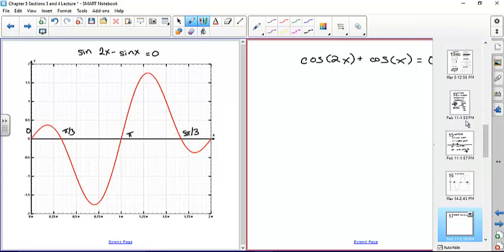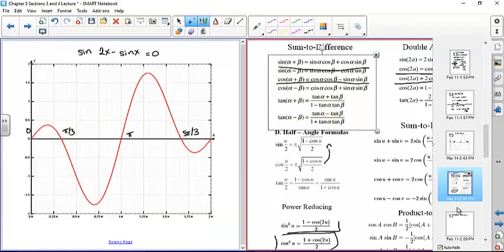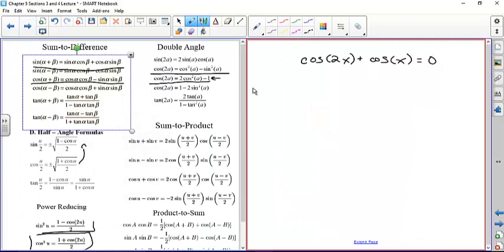So let's pull up our trig identity sheet here. In this case, we got three choices. So we got cosine squared minus sine squared, 2 cosine squared minus 1, or 1 minus 2 cosine squared. So I think the middle one makes the most sense. So for cosine of 2x, we'd put in 2 cosine squared of x minus 1, so that's that substitution, plus cosine of x equals 0.